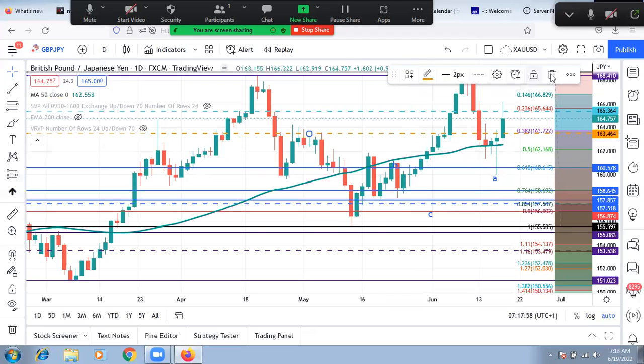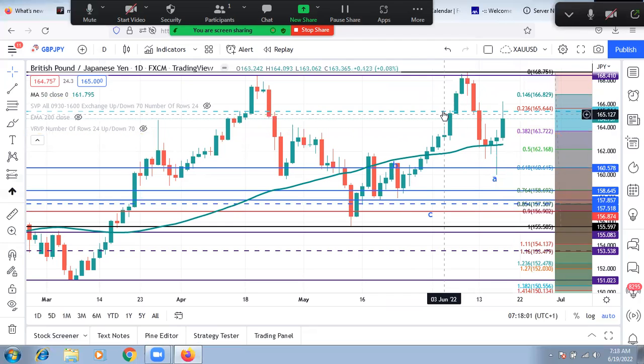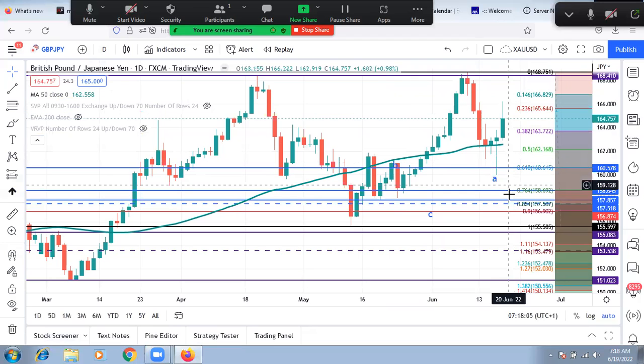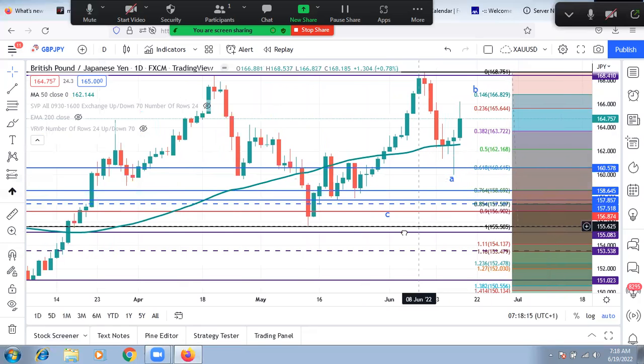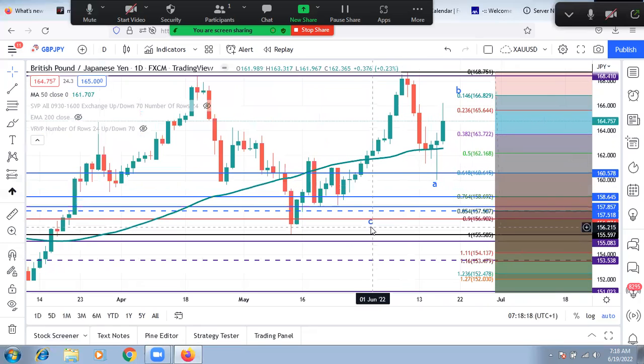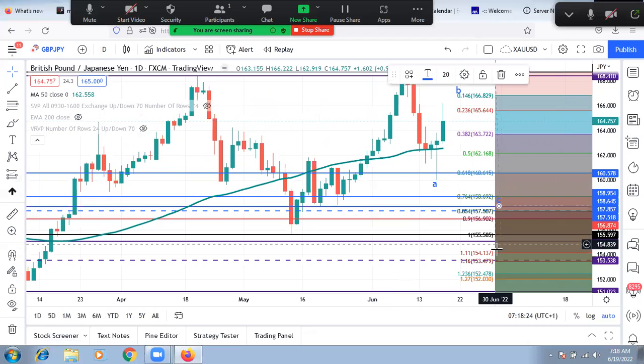And for what is happening now, this might be our A. Don't need all this again. This might be our A. And these I expect to be our B, where it's going to get to. And our C coming around this zone. But B will tell us where.